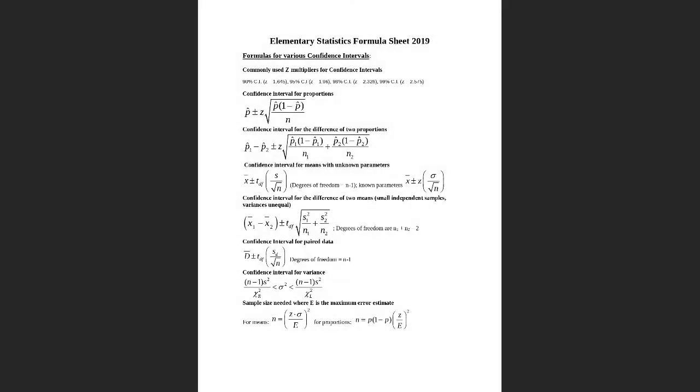So this is the most basic one, the very first one right here. Your p hat is that sample proportion. Z, if it's 95%, you use 1.96. n is how many counts there were. So this formula is really what StatCrunch is doing for you.